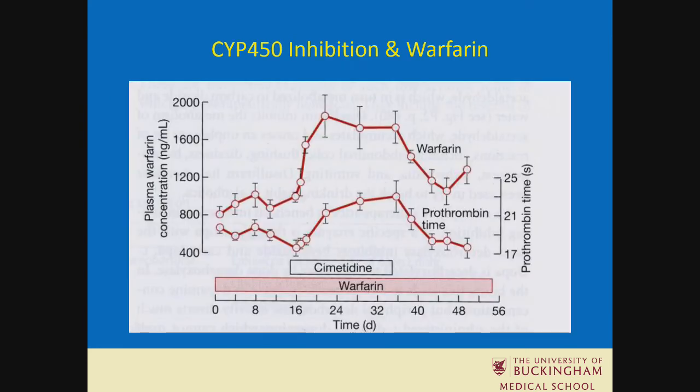So here we've got an example. Patient is on warfarin. And the figure shows the concentration of warfarin in the plasma on the upper line, and then the clotting time, the prothrombin time, or the INR, if you like, for that patient on warfarin. They're given cimetidine, a histamine H2 antagonist used as an antacid, and you can see straight away the concentration of warfarin in the blood increases, over a period of hours.